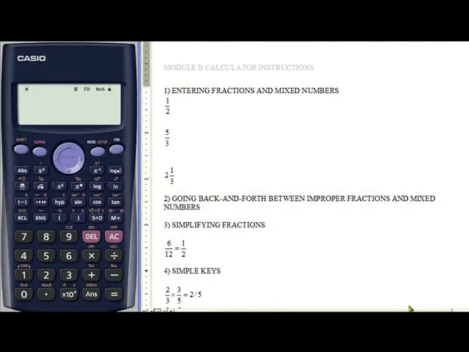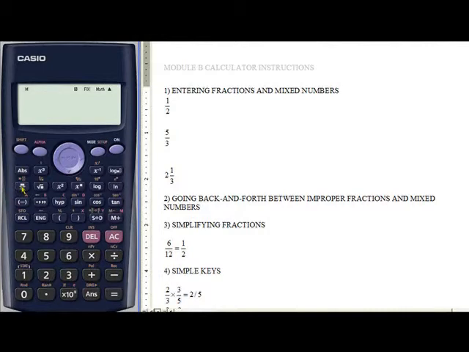Today we will talk about fractions. Let's learn how to enter fractions and mixed numbers in a scientific calculator. In this particular calculator, you have this fraction bar right up under the absolute value sign. In some other calculators, you'll have something called an ABC button. It will look like an A and space B/C. But the procedure is very similar.